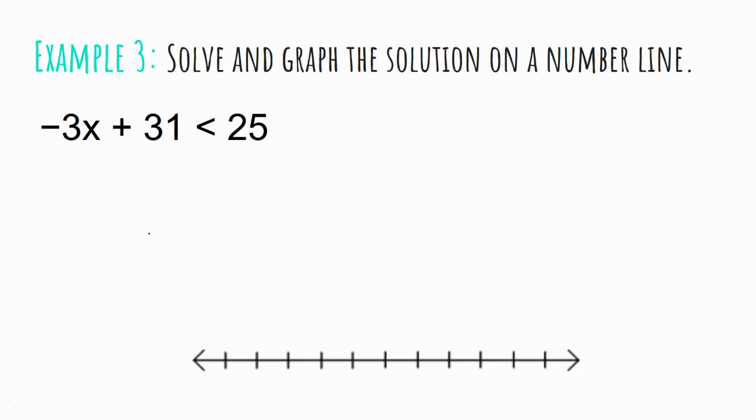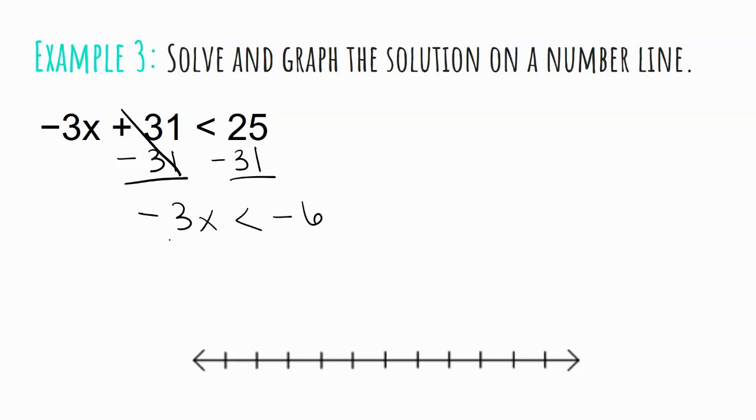Okay, so for this one, same sort of idea. I got to isolate the x. I'm going to start by subtracting 31 on both sides. Subtract 31. Again, positive and negative 31 are going to cancel. So I will have negative 3x is less than negative 6, right? Because 25 minus 31 is negative 6.